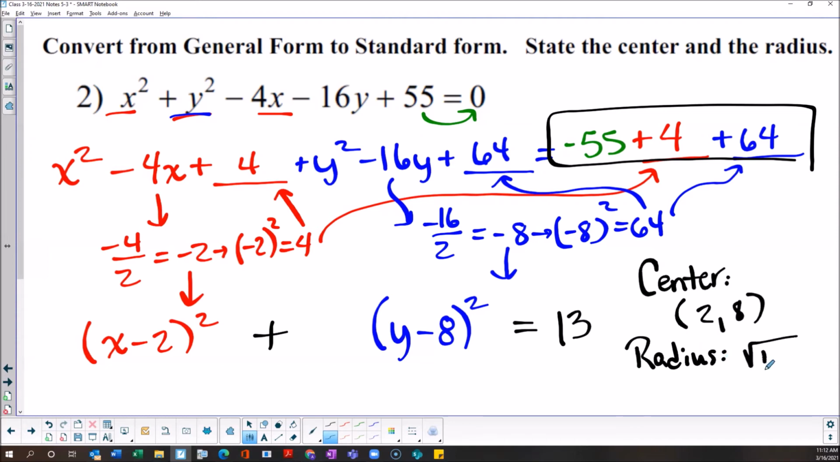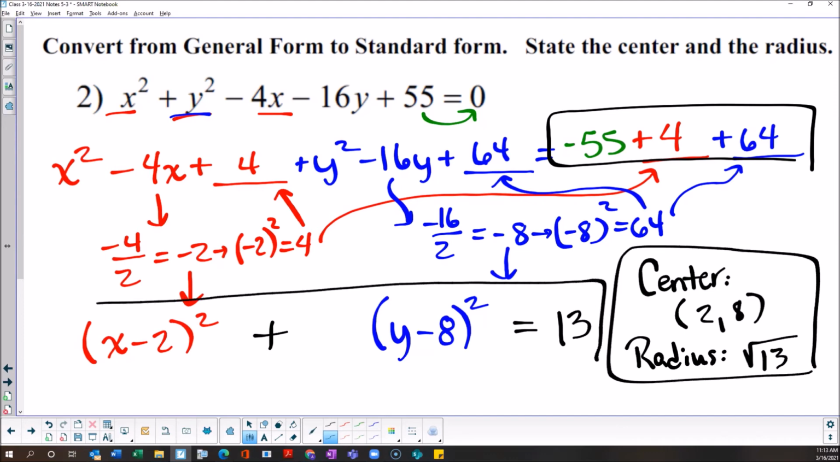All right. And on a test or a quiz, that's exactly how you're going to leave it. Square root of 13. Don't put it in your calculator and have it come out as a decimal answer or anything. And it's okay to get weird radicals for your radius. That's okay. I can't simplify square root of 13, so that's it. So that's that part of the answer, and that would be the equation.